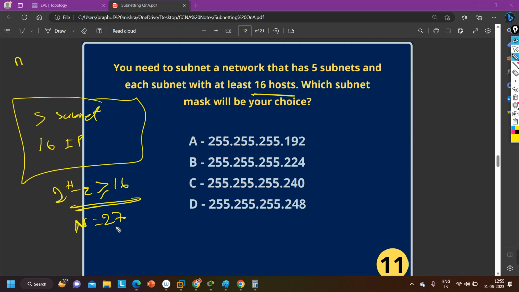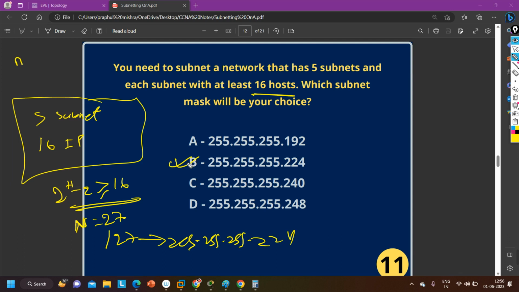Yes. So if N is this one and h is this one, you can calculate now. What will be the slash value? 27. And if the slash value is 27, then the subnet mask will be 255.255.255.224. B is the right answer.